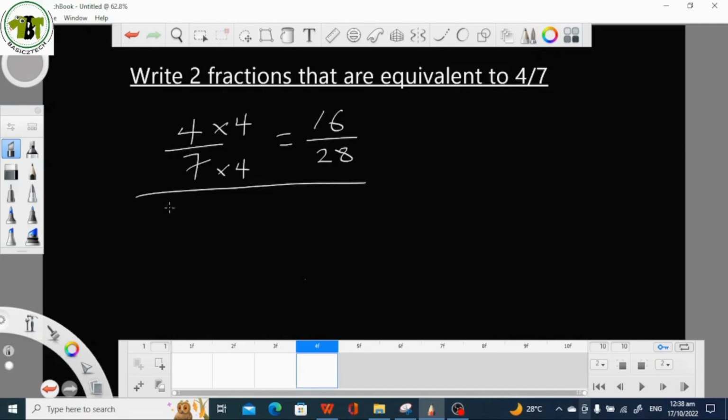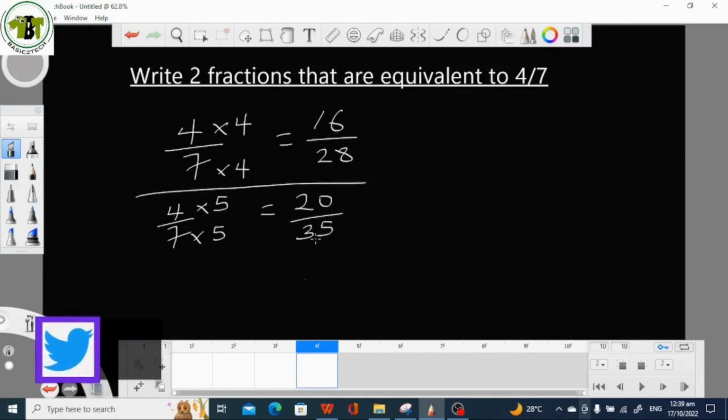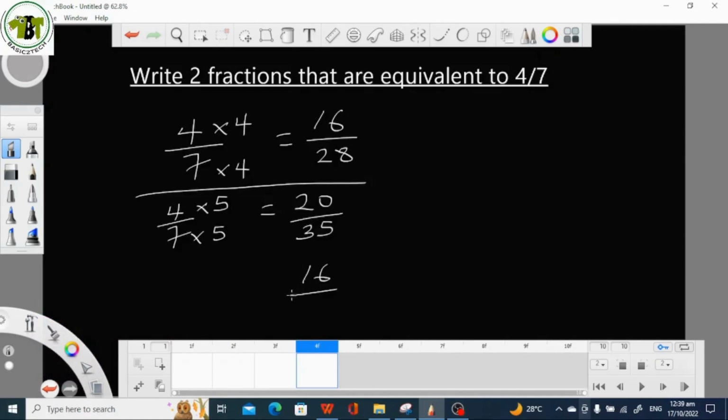Let's try 5. So we have 4 over 7. Multiply the numerator by 5 and multiply the denominator by 5. So 4 times 5 is 20 over, and 7 times 5 is 35. So 20 over 35 is equivalent to 4 over 7. Therefore the two equivalent fractions to 4 over 7 are 16 over 28 and 20 over 35.